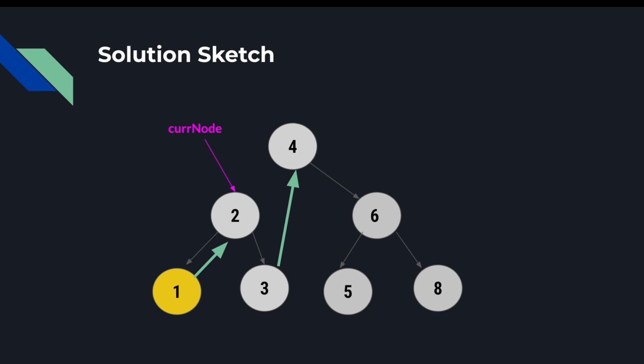Again, we find the rightmost node in the left subtree, in this case it's going to be the 1, and then we point it at the current node, which in this case is going to be the 2. We then delete the left pointer and move on to the next element.